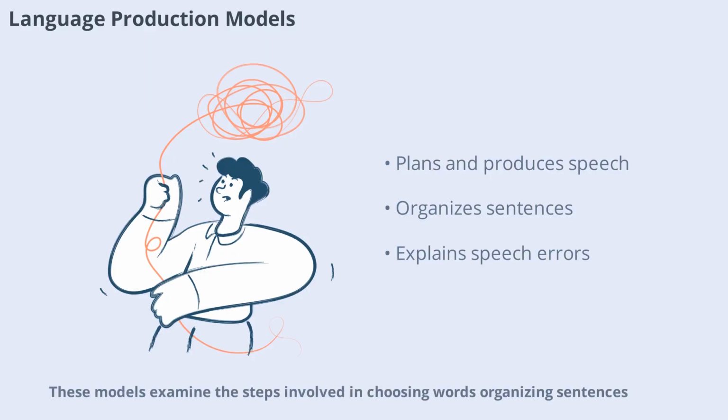Language production models focus on how we plan and produce speech or writing. These models examine the steps involved in choosing words, organizing sentences, and articulating sounds. Production is a complex process that requires coordination between mental planning and physical execution. Errors like slips of the tongue provide clues about how production works behind the scenes.